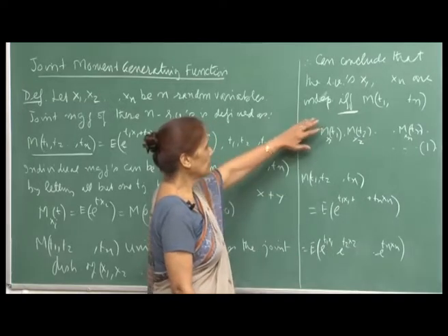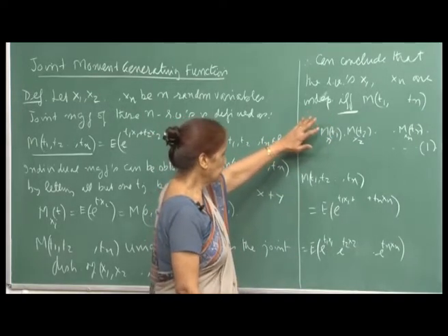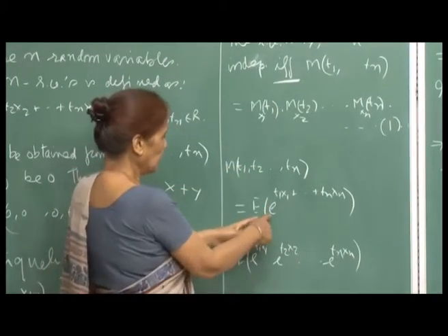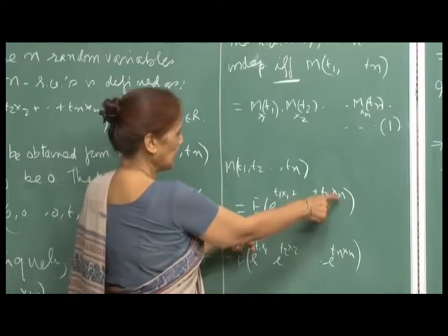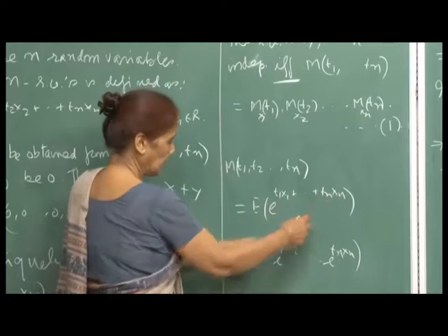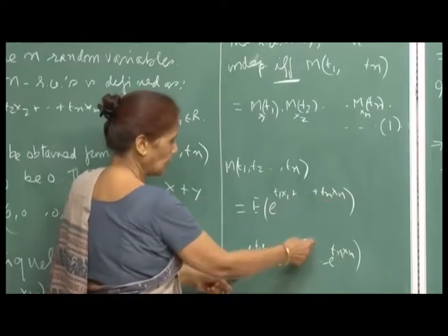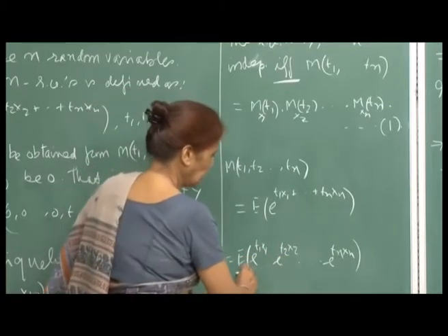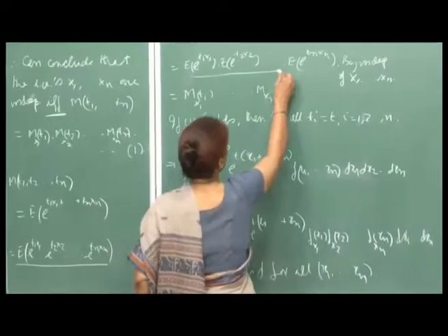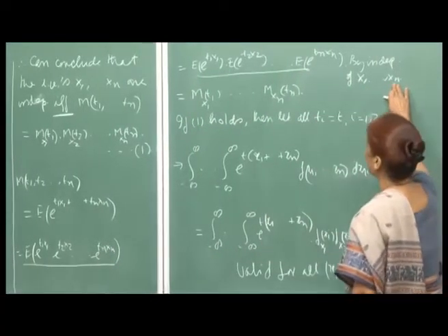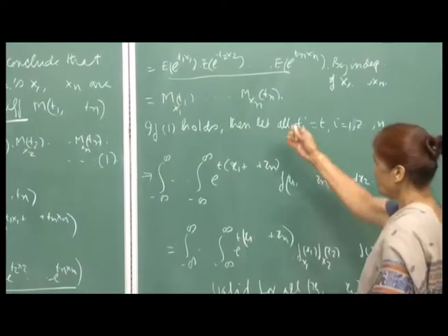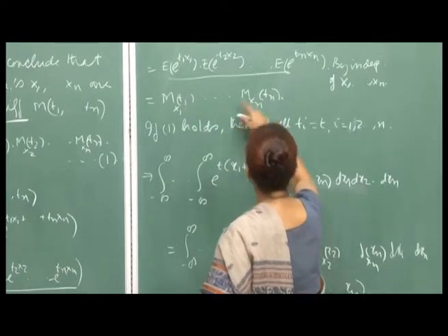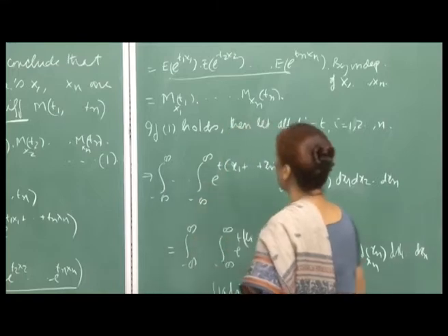Let us show the if and only if part. Now, if they are independent, the result follows immediately, because you write the expectation of e raised to t 1 x 1 plus up to t n x n as a product. Because x 1, x 2, x n are independent, I can take the expectation inside, so this whole thing is the product of the expectations. It immediately follows that this is the MGF of x 1, up to the MGF of x n, and so you can write it this way.